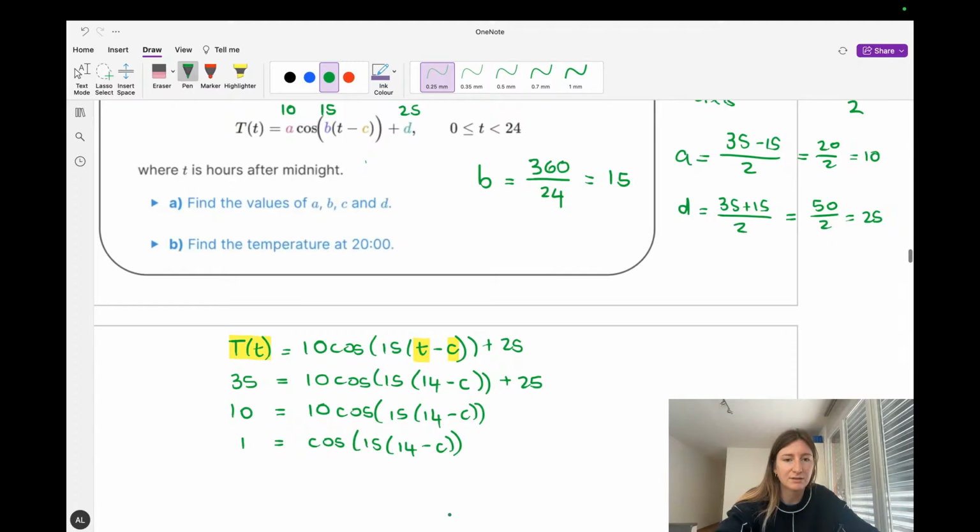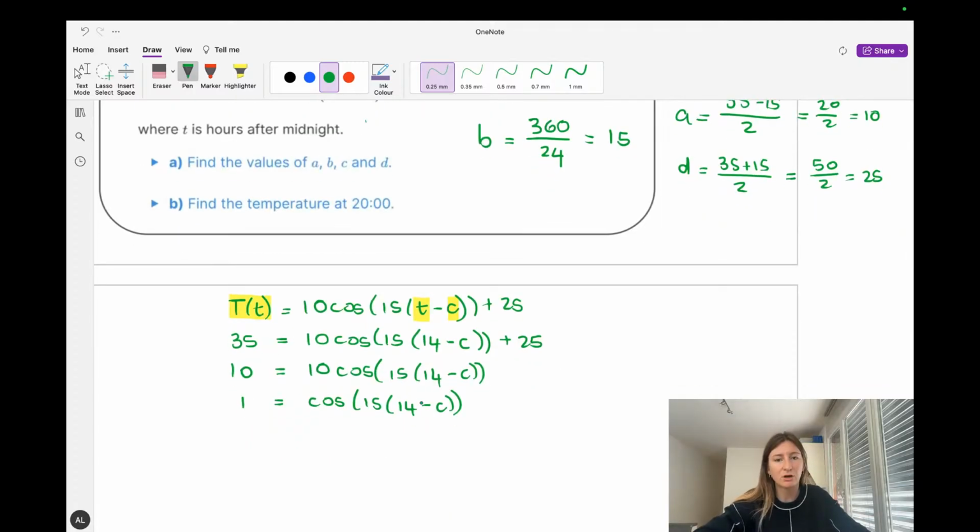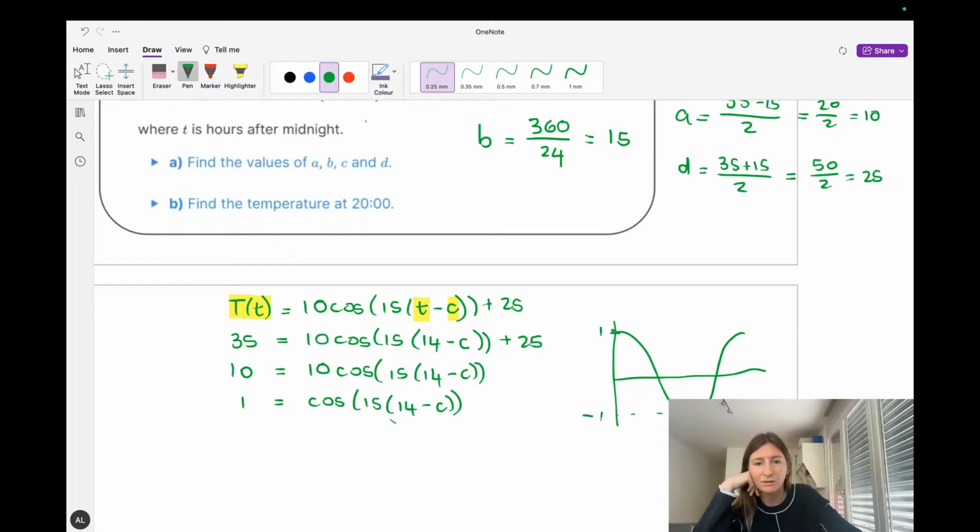Now we have another situation where 1 is equal to cos of something. Again, what's in the middle here doesn't really matter when we're trying to figure out what value it is. So when is cos equal to 1? Again, we like our diagrams. They're super useful to know. Remember it goes down to minus 1. So we wanted when cos was equal to 1.